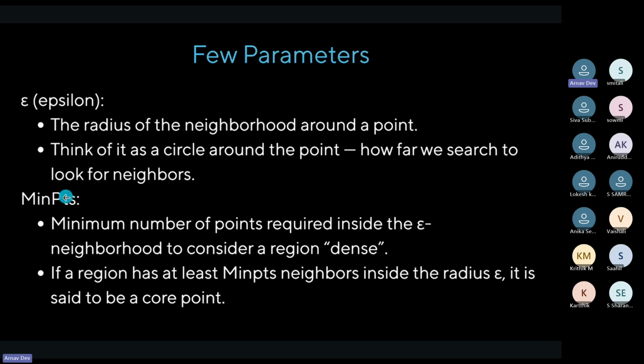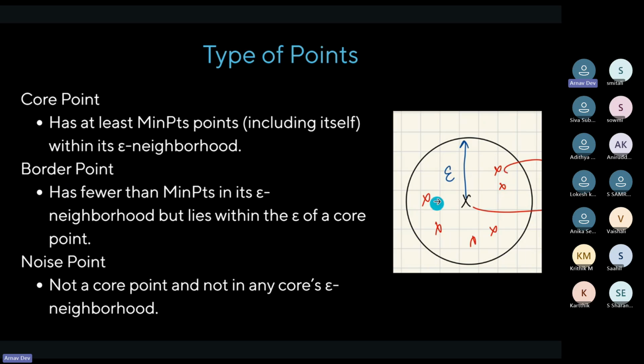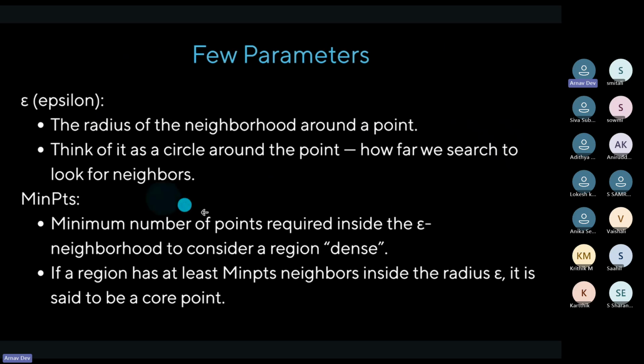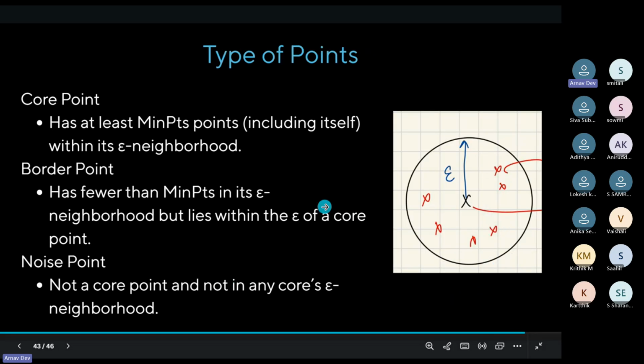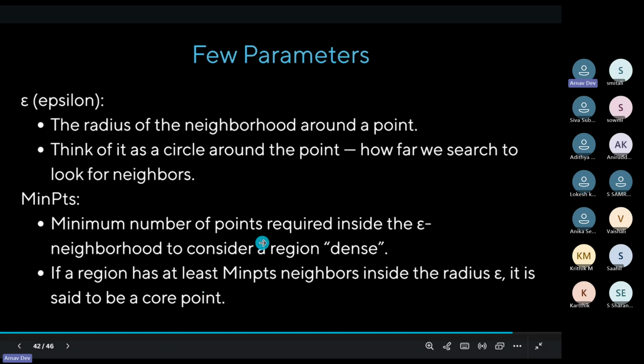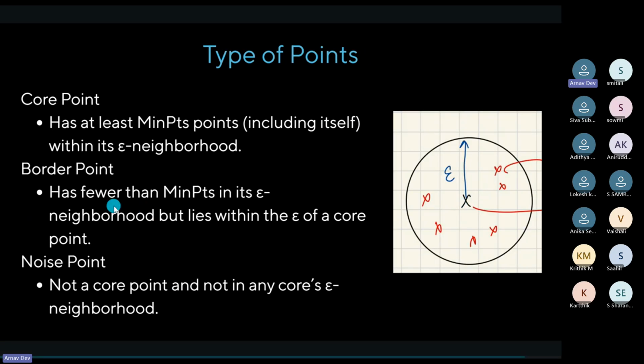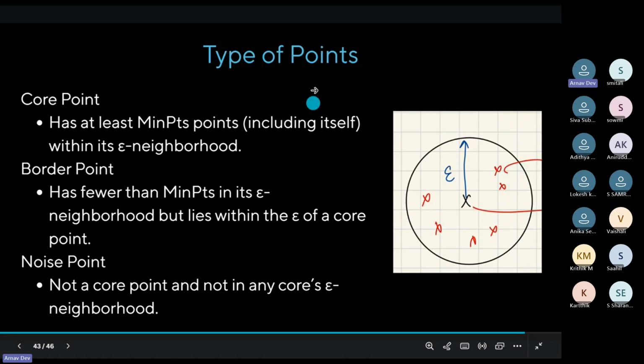So this is epsilon, and another thing is min points. Min points is the minimum number of points required inside a particular region to consider that region as dense. Suppose I say 4 should be the min points. It searches a region of radius r equal to epsilon, and if there are 4 points, then this is considered a core point, and the region is considered to be dense. So the minimum points help us decide if a point is a core point or not.